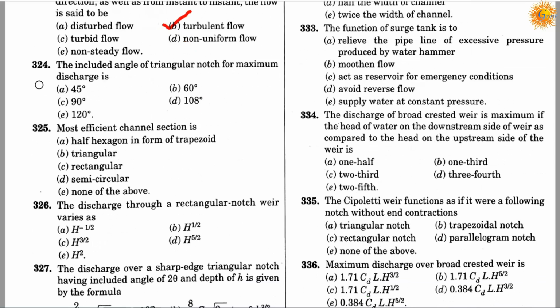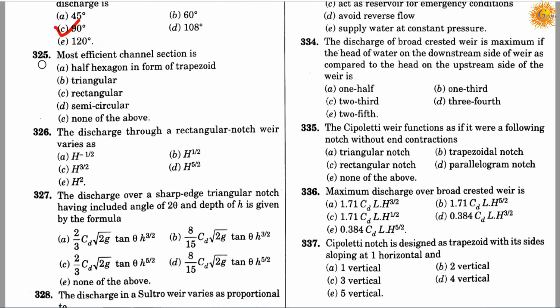Question number 324. The included angle of a triangular notch for maximum discharge is: option A, 45 degree; option B, 60 degree; option C, 90 degree; option D, 108 degree; and option E, 120 degree. So the correct answer is C, it will be 90 degree.